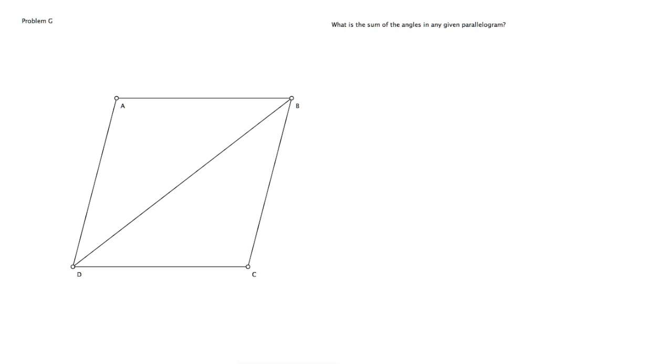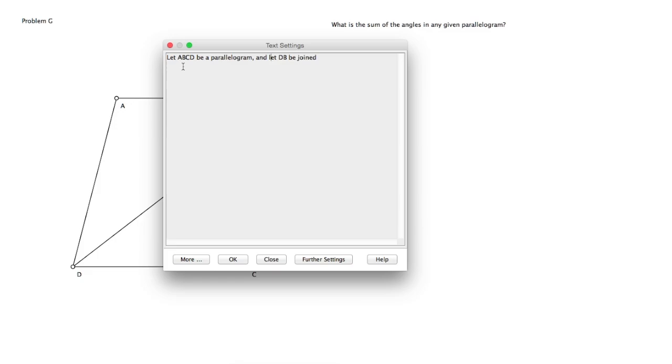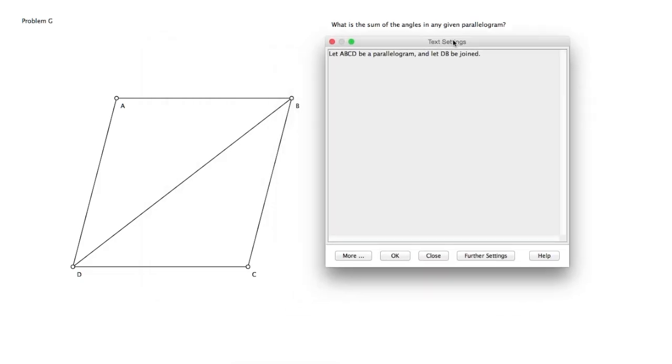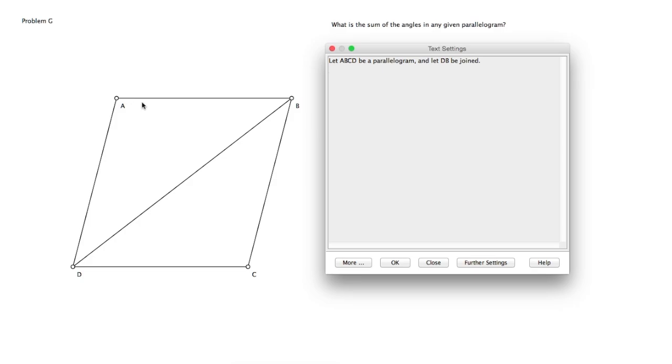And so then the rest of my proof will go like this. So I begin then, let ABCD be a parallelogram and let DB be joined. That's what I've got so far. Next, all we have to do is talk about the two triangles that we have. Because we have triangle ABD and triangle BCD. So let's just make that explicit. So we have triangle ABD. So triangle ABD contains two right angles.